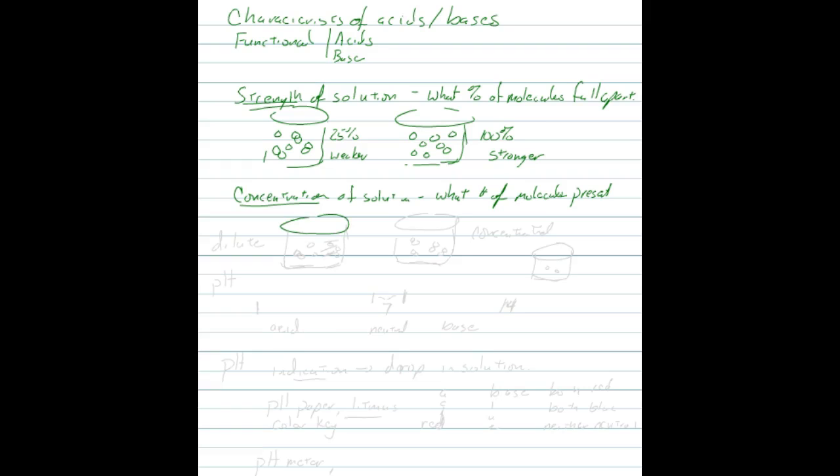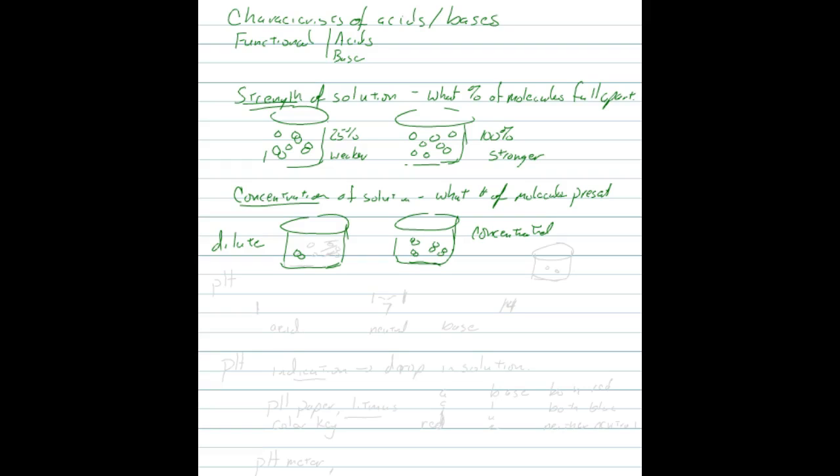Again, we have our two solutions. Try to make it look like it's equal volume. Here we have one molecule, and here we have more than one molecule. This is more concentrated. This is a concentrated solution because it has more particles. This is a dilute solution because it has very few particles.